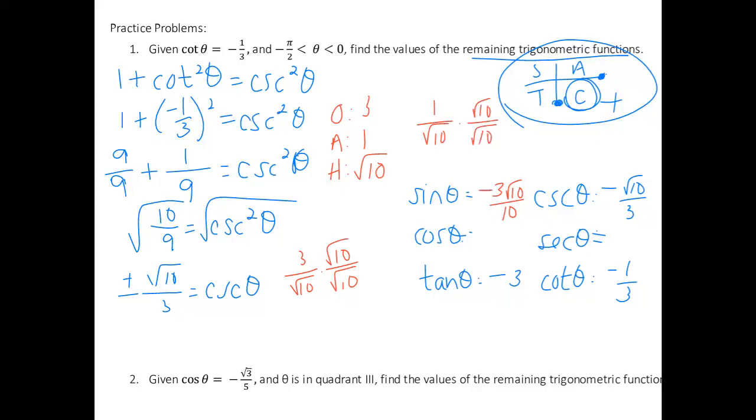And that means we're looking at cosine to be positive root 10 over 10. And then secant is hypotenuse over adjacent, which is root 10 over 1, or just root 10, however you want to write it is fine. And again, that at this point finds all 6 trig functions. We found the remaining 5 that they were looking for.